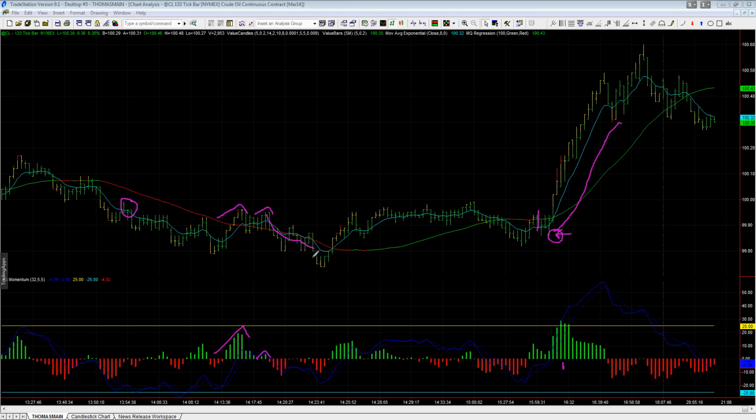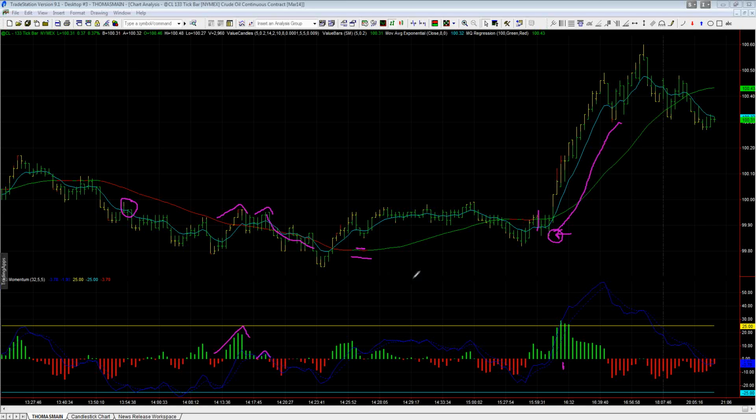So if you really want to increase the probability, all you have to do is combine the strategies. Just trade your divergences in the direction of your regression indicator. Remember, the regression, you're not paying attention to the location of the regression. It's not like a moving average where it's going to serve as support or resistance. All you're looking at is the color, red or green.